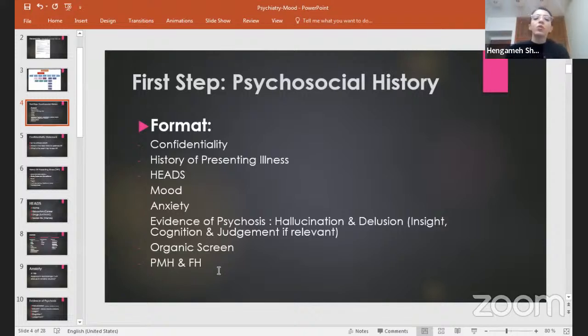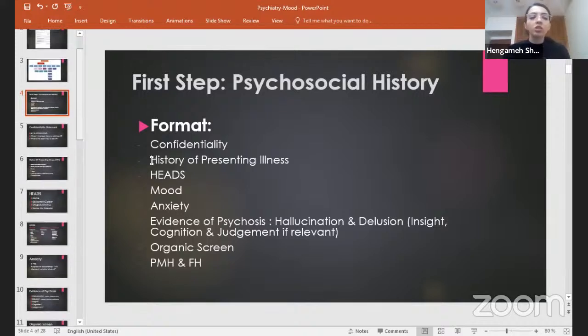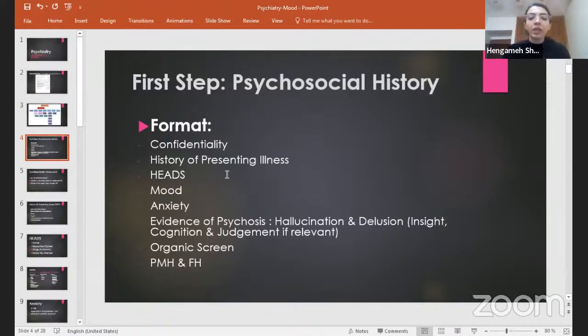So it's really important to play along with the role player and decide, according to the findings you get, what questions you should ask. But at the end of your psychosocial history, you should make sure to cover all these areas.